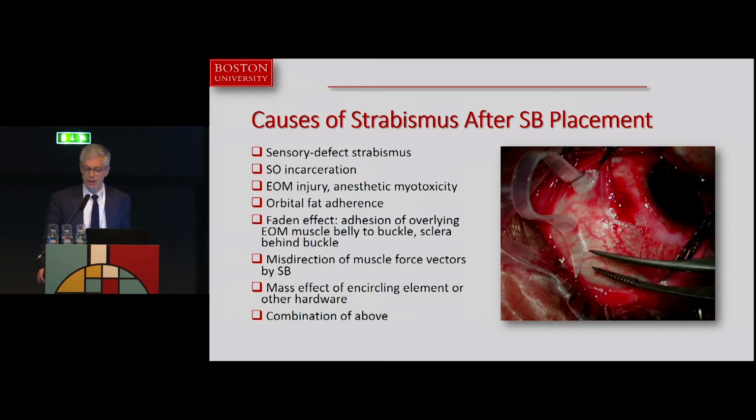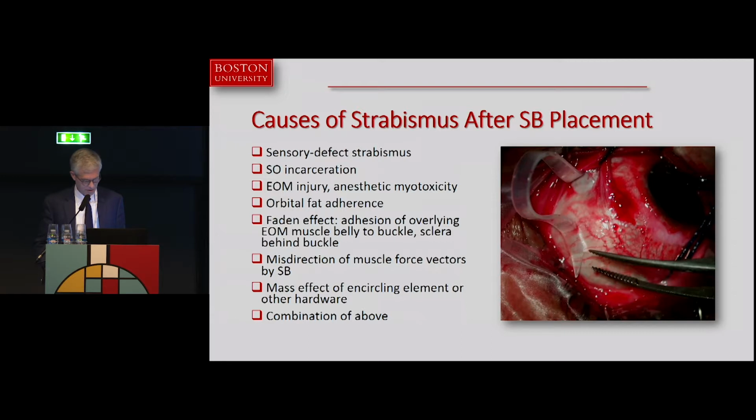But patients with superior oblique incarceration will also present with vertical deficits. Extraocular muscles may be injured during the placement of the scleral buckle. There may be anesthetic myotoxicity that complicates the story. These patients, especially if Tenon's has been violated and orbital fat advances, can have orbital fat adherence. There can be a Faden effect where the extraocular muscle actually sticks down to the scleral buckle, or even worse, posterior to the scleral buckle, and you get a reduction of its mechanical vector. There can be misdirection of these muscle force vectors by the scleral buckle. There also can be mass effects of the hardware, including the encircling element and other things.